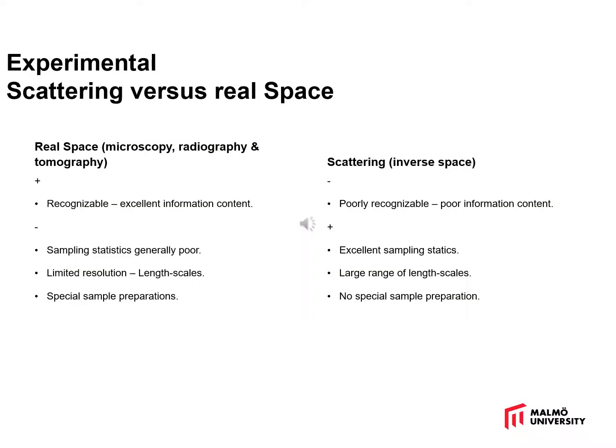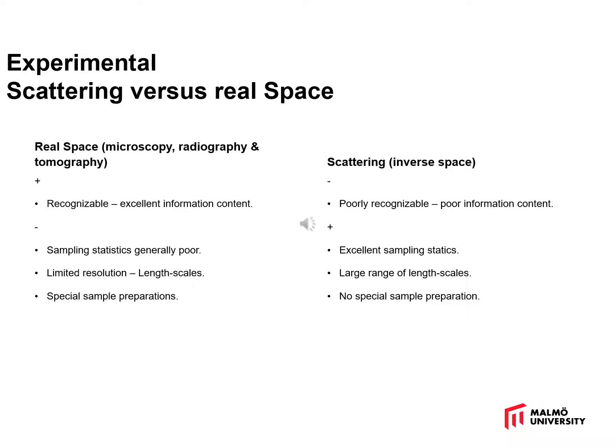I'd like you to think about the pros and cons of experimental scattering versus real space measurements. Real space are things like microscopy, radiography, and tomography. On the plus side, you have instantly recognizable, you have excellent information content. Generally, the sampling statistics are poor. We have to look at many objects to build up a statistical picture. There's a limited resolution. You can only look at a certain range of length scales at once. And probably the biggest downside is the special preparation that you need for many of these techniques.